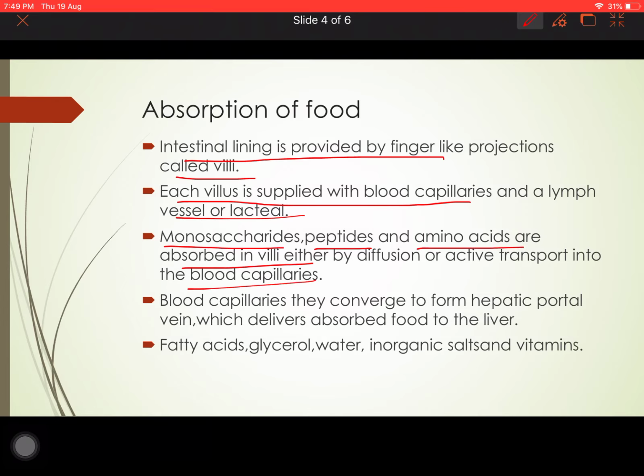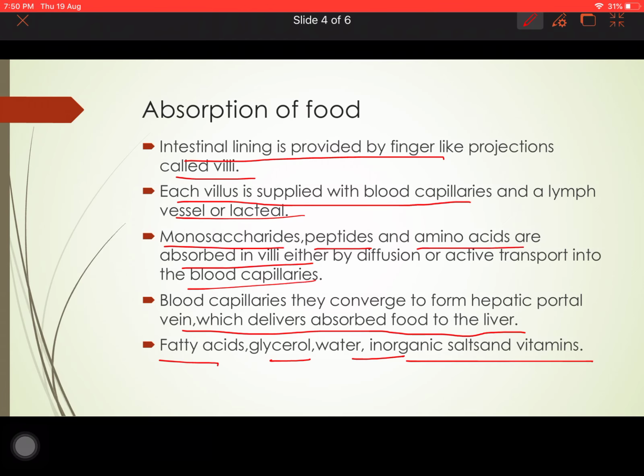Now the blood capillaries converge to form a hepatic portal vein which delivers the food to the liver. The fatty acids, glycerol, water, inorganic salts and vitamins are also absorbed in the small intestine. So monosaccharides, peptides and amino acids are absorbed in the villi, as well as the fatty acids, glycerol, water, inorganic salts and vitamins in the small intestine. So the small intestine is playing a major role in this absorption process.